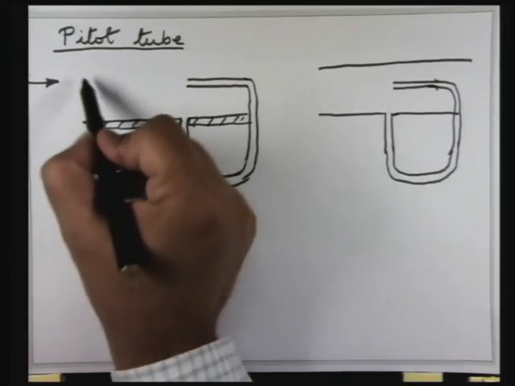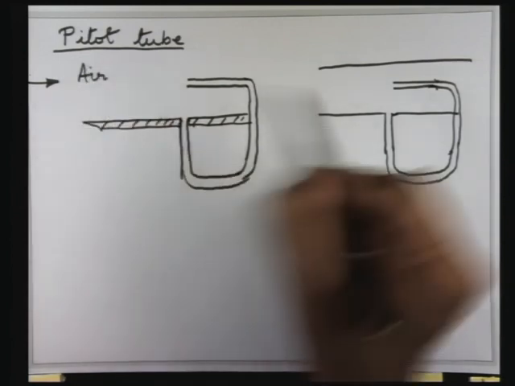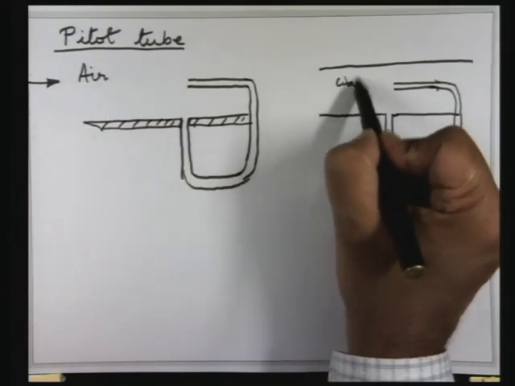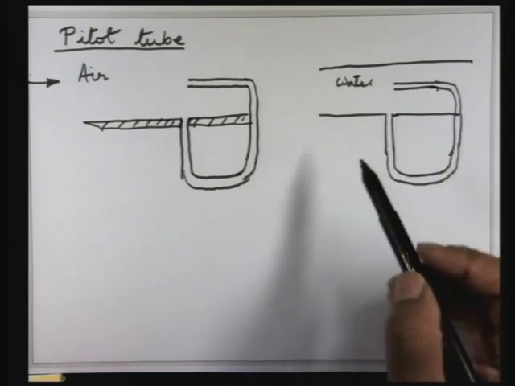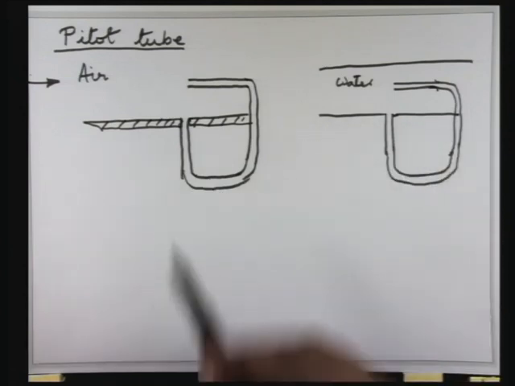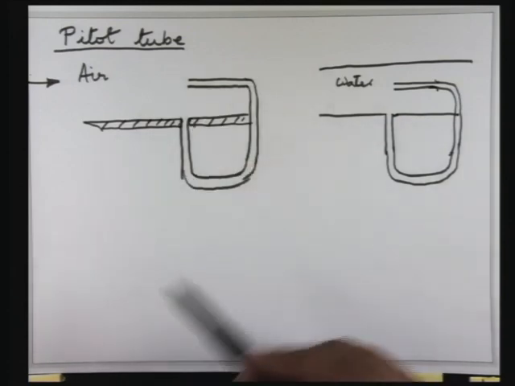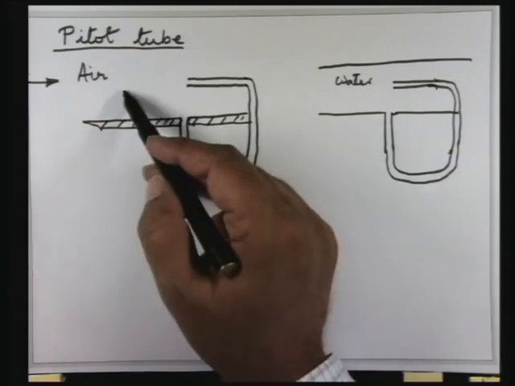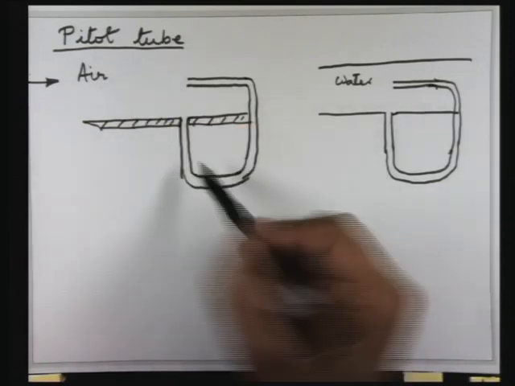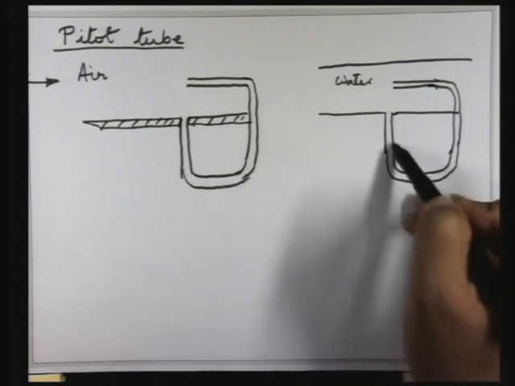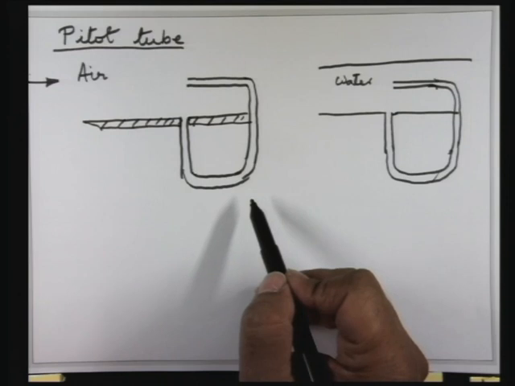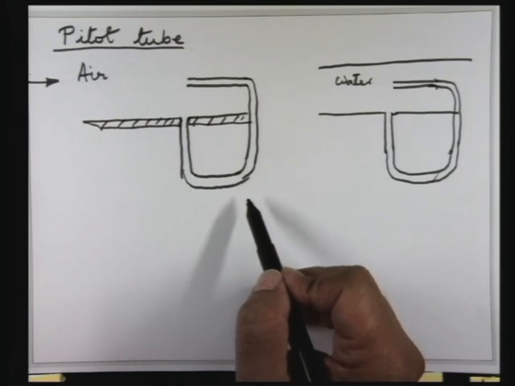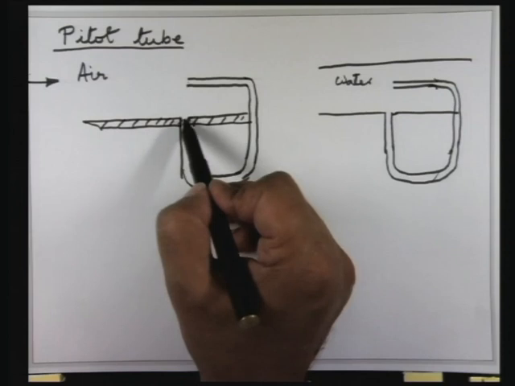So let us take two examples. This is air and this is say water. Now if you want to measure the pressure using a manometer, then you have to have a manometer fluid which is different from the fluid whose pressure you want to measure. So here it could be water, but here it cannot be water. So let us say here it is mercury. Now which pressure will be higher, this one or this one?